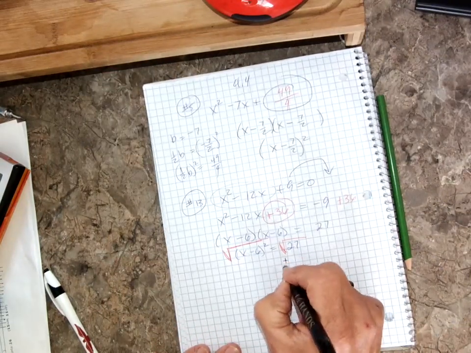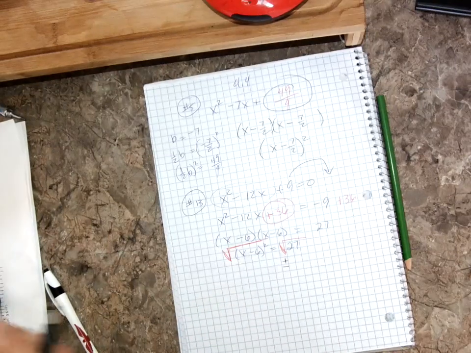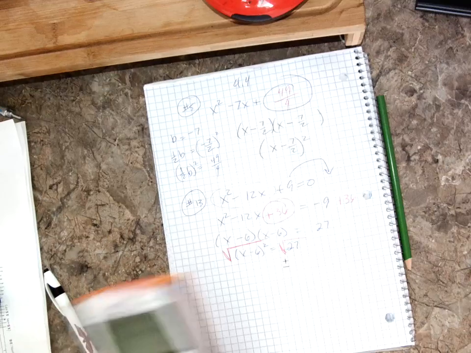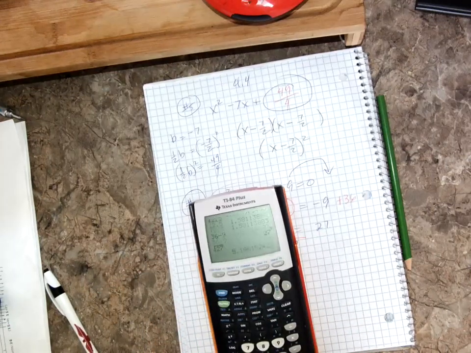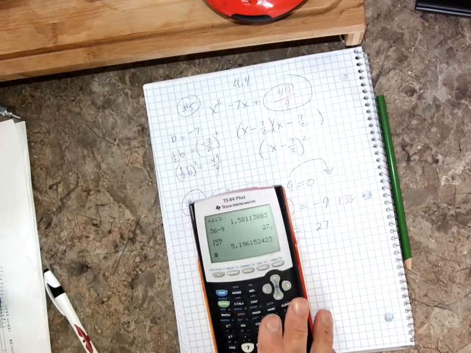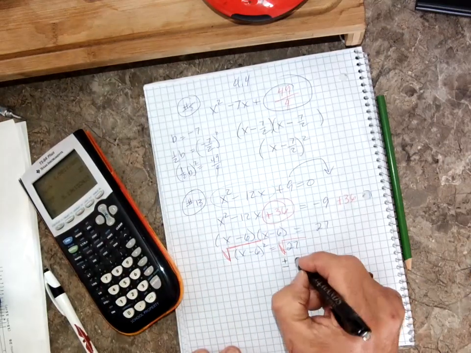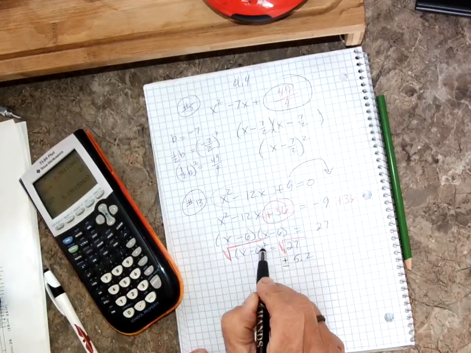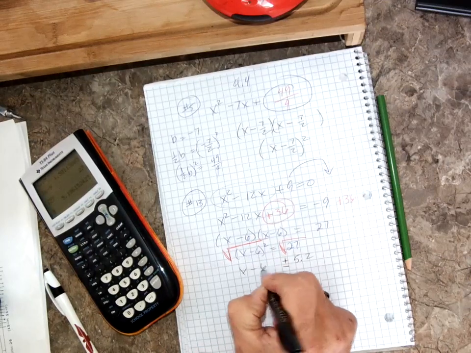So what's the square root of 27? I don't know, a calculator's going to do it. My calculator says the square root of 27 is about 5.2, so we're going to round it to 5.2. So we got plus or minus 5.2. The square root cancels the square, so I got x minus 6 equals plus or minus 5.2.